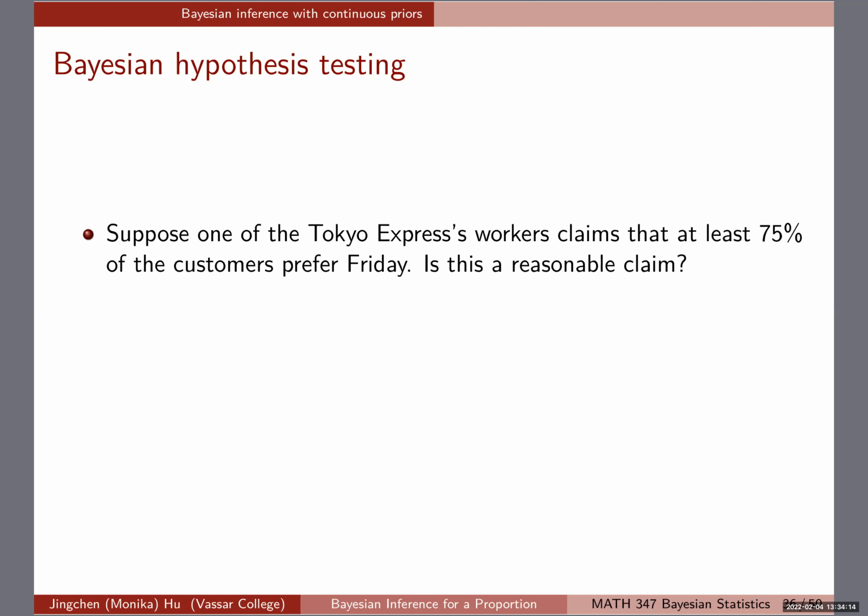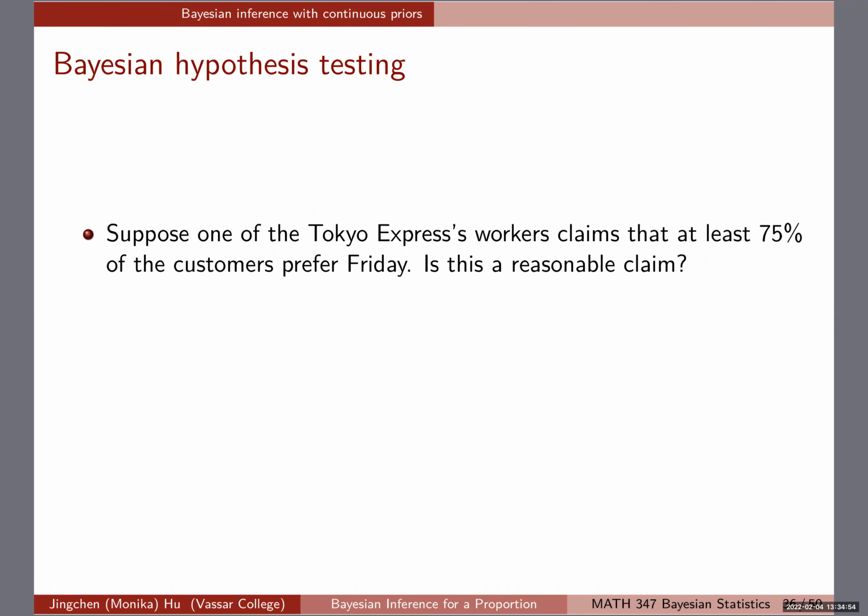And you will see that for other inference techniques, we do that as well. So for example, to get us started, suppose one of the Tokyo Express's workers claims that at least 75% of the customers prefer Friday. The question is, is this a reasonable claim? Remember, p is the proportion of customers preferring Friday. If we look at this testing question, pretty much we can figure out the probability that p is greater than or equal to 75%. And we're able to do that because we have an understanding of the posterior distribution about that p.